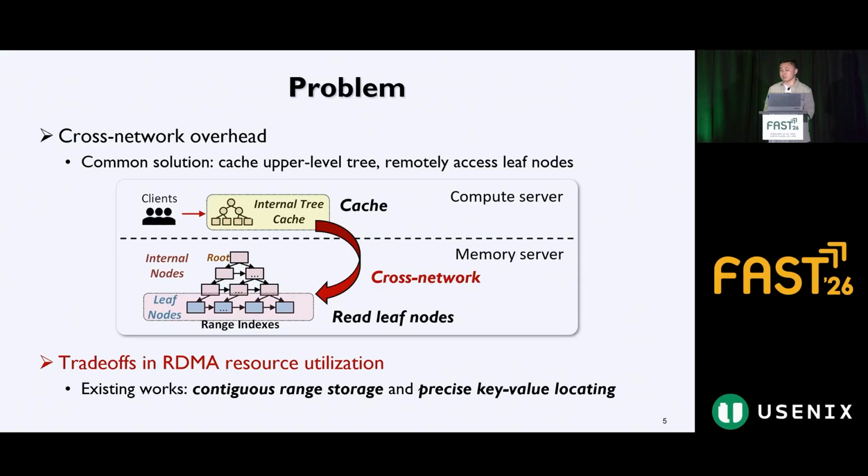Building on this background, the key challenge for indexing in disaggregated memory is to mitigate cross-network overhead and the network resource bottlenecks under heavy client concurrency, which is also critical to improving the overall system performance. Existing works mitigate cross-network overhead by caching the upper-level tree on compute servers and fetching only the leaf nodes remotely, thereby reducing most cross-network accesses. However, remote leaf node accesses still face fundamental trade-offs in RDMA resource utilization.